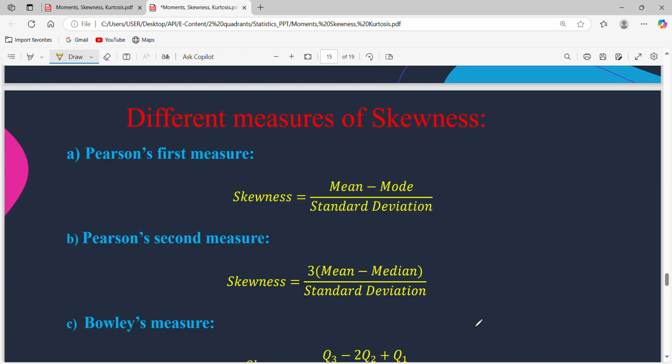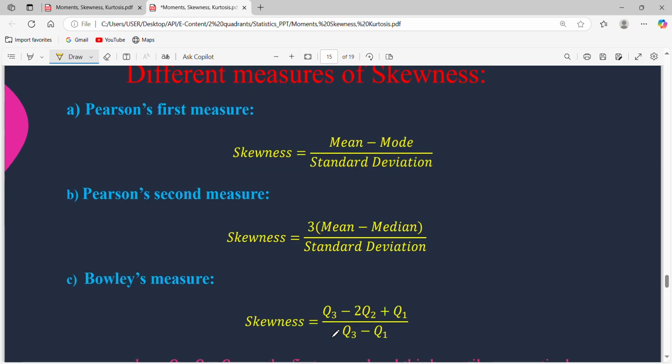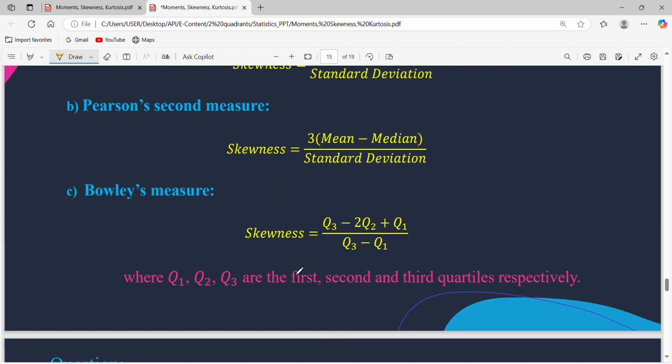Different measures of skewness. Pearson's first measure: skewness equals mean minus mode divided by standard deviation. Pearson's second measure: skewness equals 3 into mean minus median divided by standard deviation. Bowley's measure: skewness equals Q3 minus 2Q2 plus Q1 divided by Q3 minus Q1, where Q1, Q2, Q3 are the first, second and third quartiles respectively.